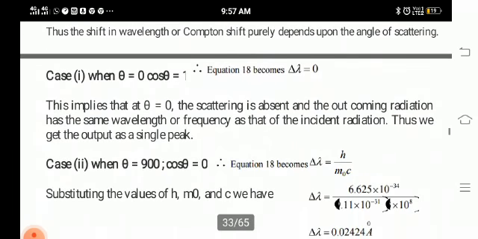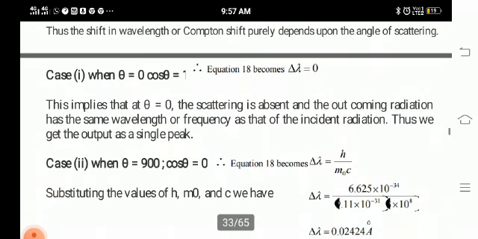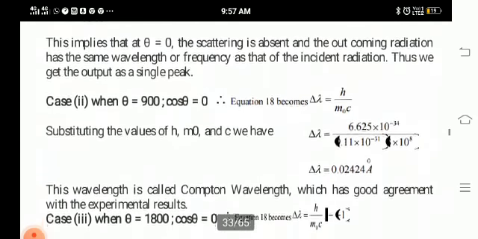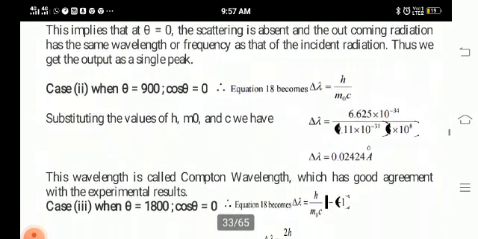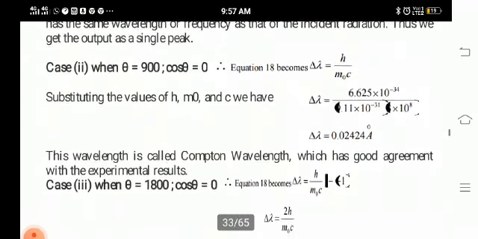Next, we have theta is equal to 90 degrees. For 90 degrees, cos theta is equal to 0. So delta lambda is equal to h by m naught c. Simplifying it, we get delta lambda is equal to 0.02424 Angstrom. This wavelength is called the Compton wavelength, which is in good agreement with the experimental results.